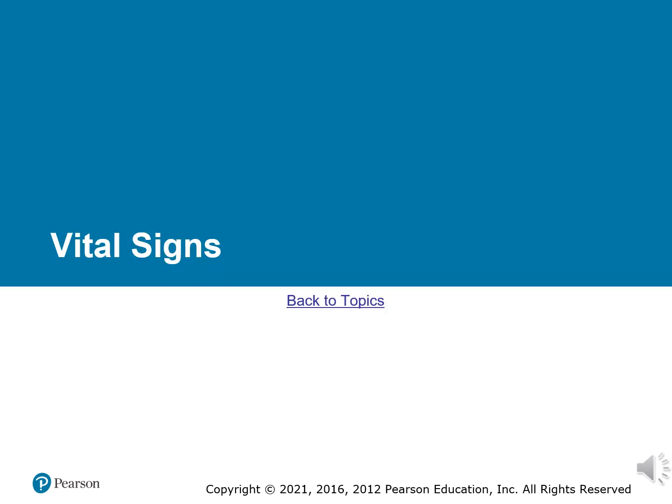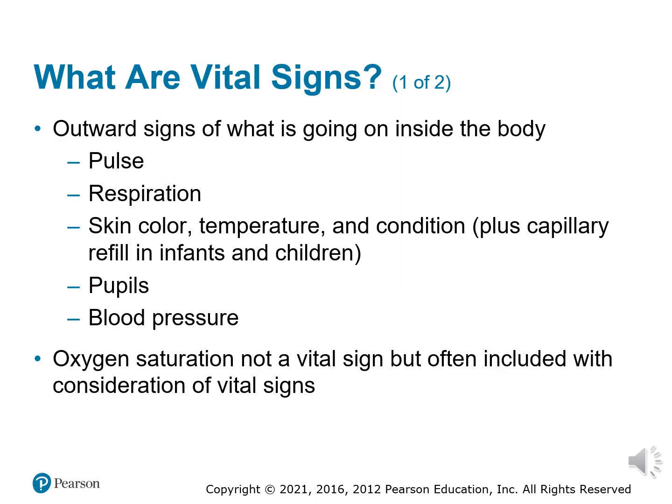In this section, we're going to talk about vital signs. What is a vital sign? Outward signs of what is going on inside of the body. The pulse, the respirations, the skin color, temperature, condition, capillary refill in infants and children, pupils, blood pressure. Oxygen saturation is not a vital sign, but often included with the consideration of vital signs. So when you are taking their pulse, their respirations, looking at their skin color, temp and condition, pupils and blood pressure, you should automatically be getting their oxygen saturation.